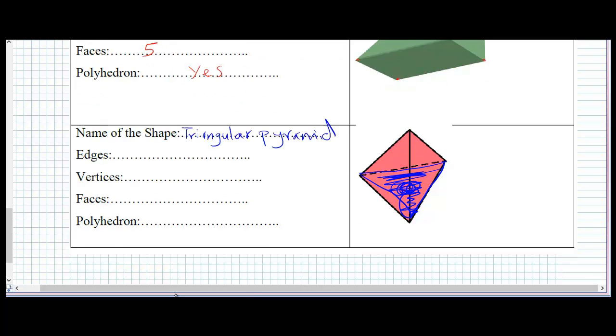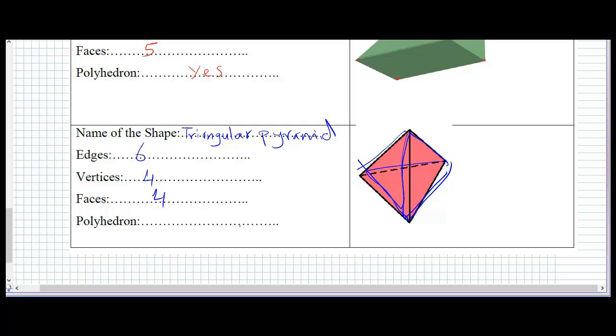Triangular pyramid. Edges. How many edges do we have here? We have 1, 2, 3 down, and we have 1, 2, 3 in the side. So all the edges is 6. How many vertices? 1, 2, 3, 4 vertices. How many faces? We have 1 face down, of course, and 3 faces in the side. So 1 and 3 mean 4 faces.